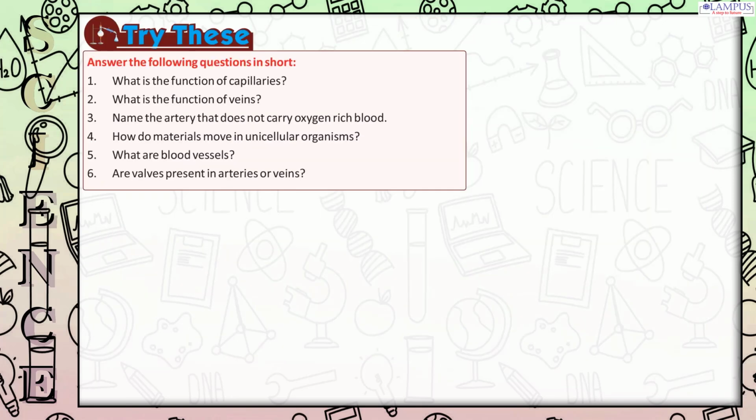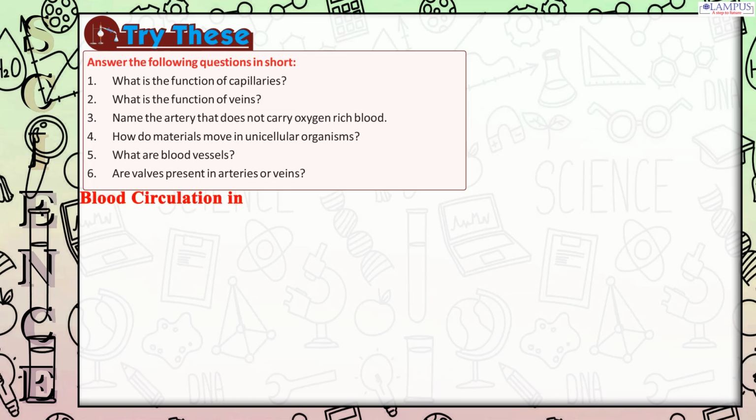Try these. Answer the following questions in short. 1. What is the function of capillaries? 2. What is the function of veins? 3. Name the artery that does not carry oxygen-rich blood. 4. How do materials move in unicellular organisms? 5. What are blood vessels? 6. Are valves present in arteries or veins?